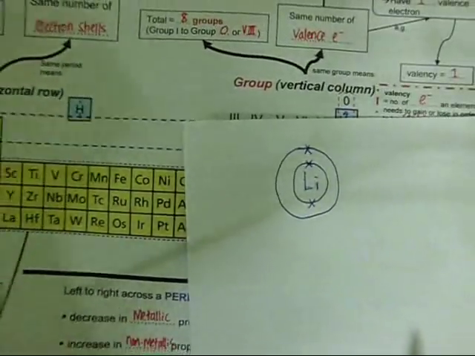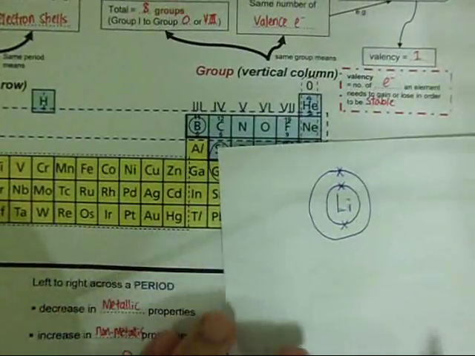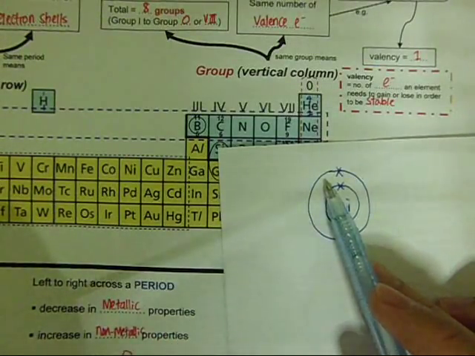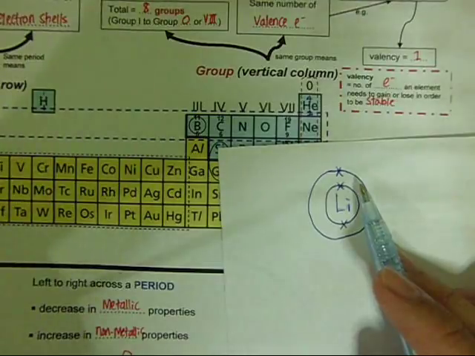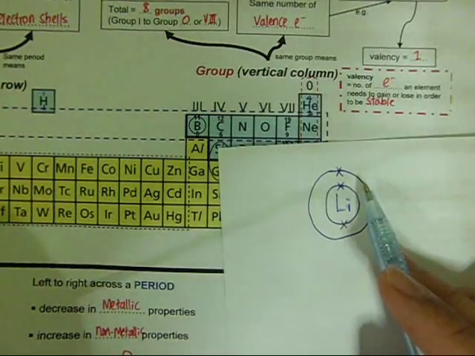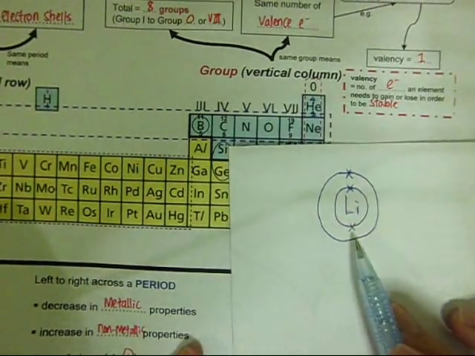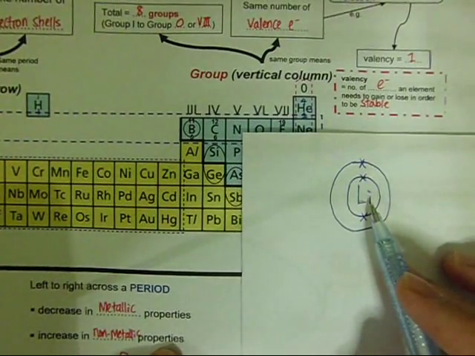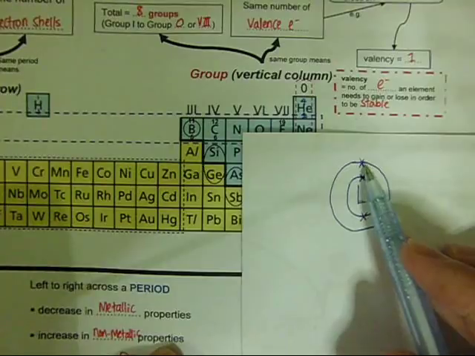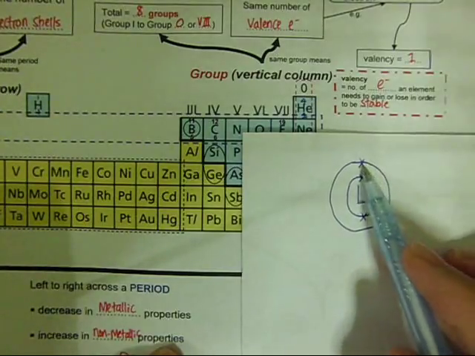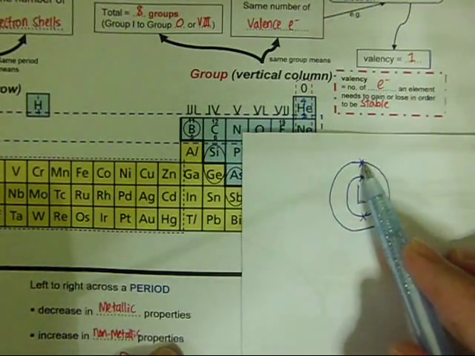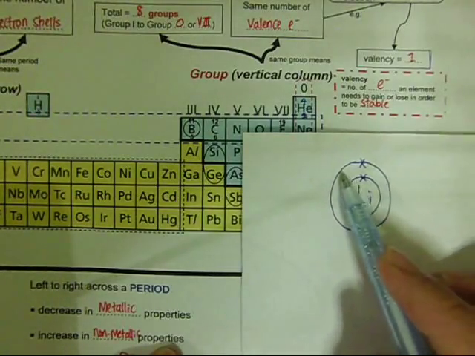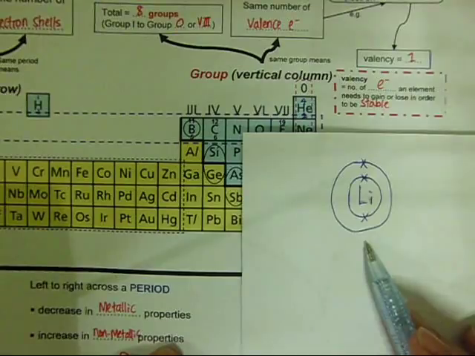Okay, now in order for lithium to be stable, this is very unstable, because the second electron shell needs to have 8 electrons in order for it to be stable. So this lithium atom is not stable. Now in order for this lithium atom to be stable, it needs to either lose this valence electron, lose this 1 electron, or to gain 7 more electrons. Okay, so that it has 8 valence electrons.